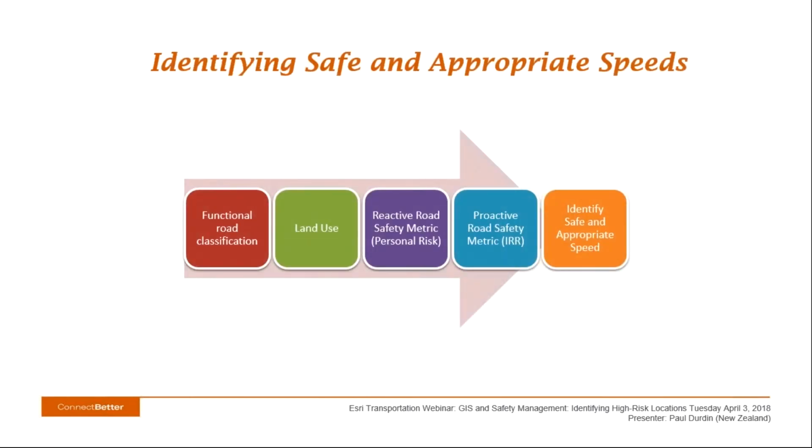The process that is used in New Zealand to identify safe and appropriate speeds involves looking at the functional road classification of the road and the land use, and then it uses a reactive safety metric, based on actual crashes, their personal risk, and a proactive road safety metric, IRR, to inform safe and appropriate speeds.